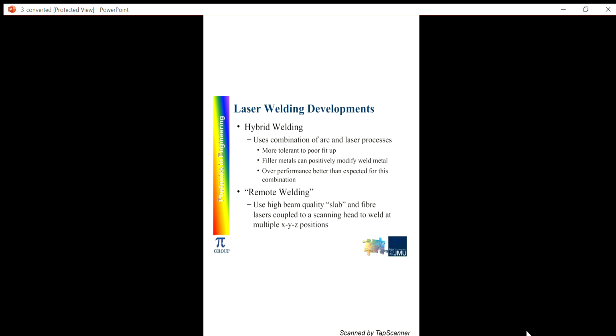Laser welding development. Hybrid welding uses a combination of arc and laser process, more tolerant to poor fit-up. Filler metal can positively modify the weld metal. Arc performance is better than expected for this combination. Remote welding uses a high beam quality slab or fiber laser coupled to a scanning head to weld in multiple XYZ positions.